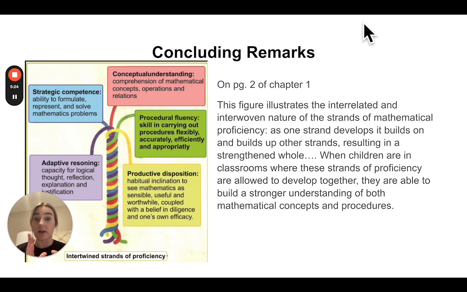For concluding remarks, I'm not going to read this whole thing, but it relates to the intertwined strands of proficiency. This is in our book on page 2, and it has all the things that this task has, which made me excited. They'll need that conceptual understanding, and this will help build the operations and relations that they need to complete those procedures. They have to be able to think flexibly, to come up with a strategy to solve the problem. They have to have that flexible thinking and reasoning to represent and explain why they solved this problem.